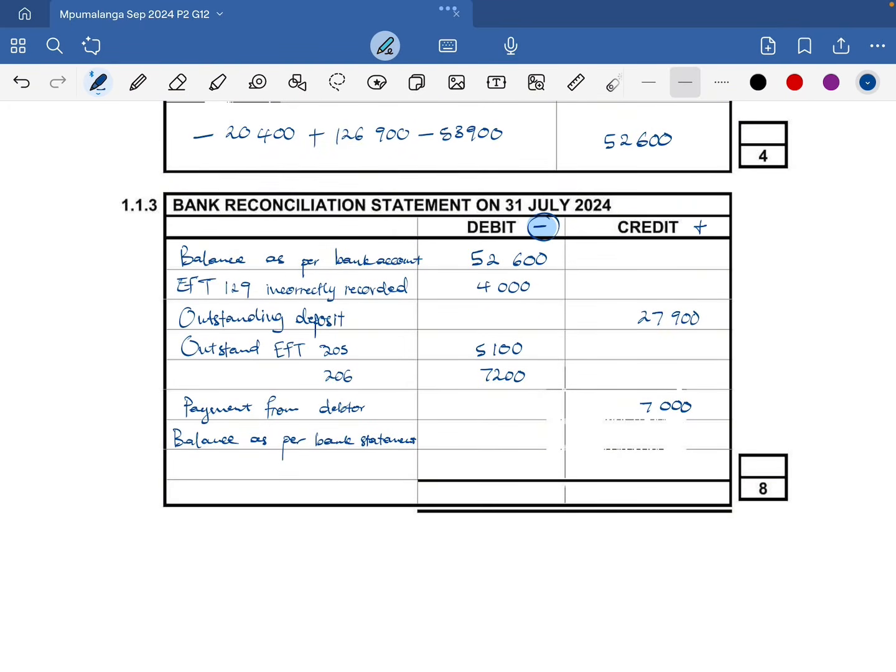So let's quickly calculate our debit side first and see what that totals to, and that gives us 68,900. And then this side, of course, it's smaller, so we can take 68,900 minus 27,900 minus the 7,000 again, and then that gives a balance of 34,000. Let's just make sure when we add those numbers, it actually gives us the same balance. That's 7,000, and then that's 68,900.